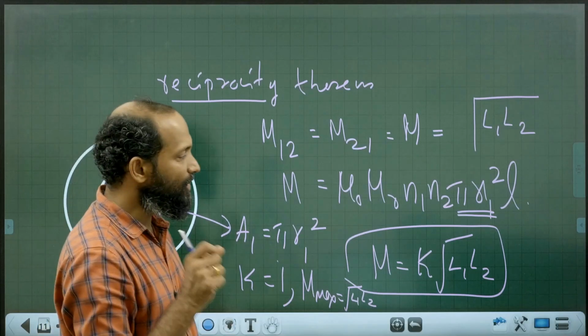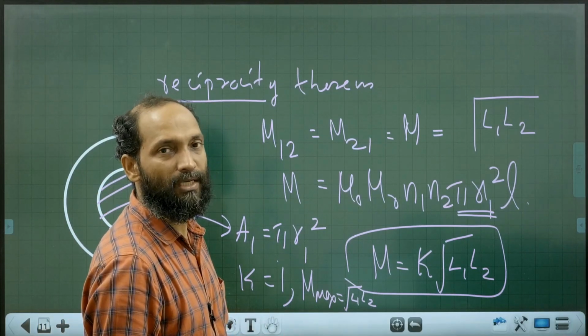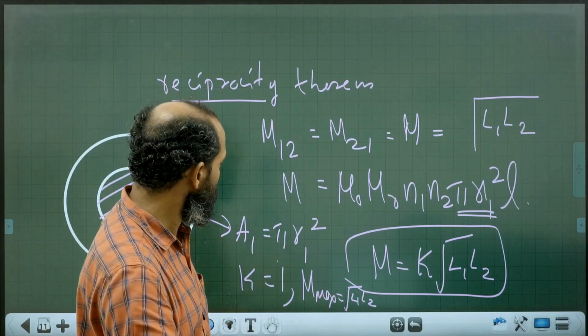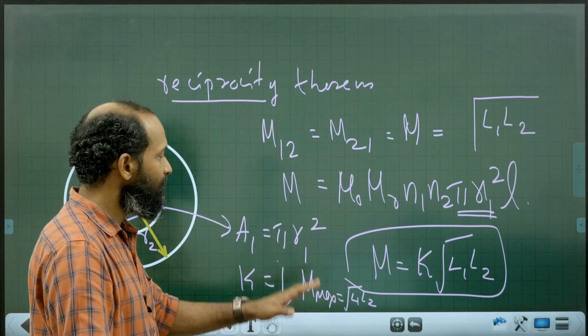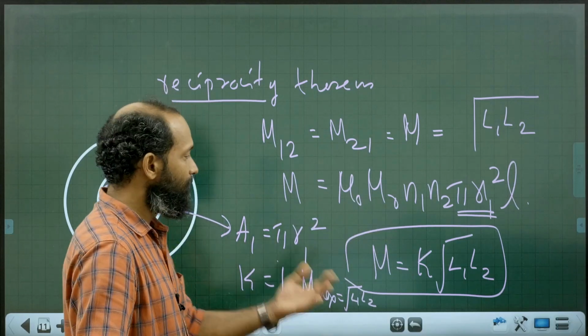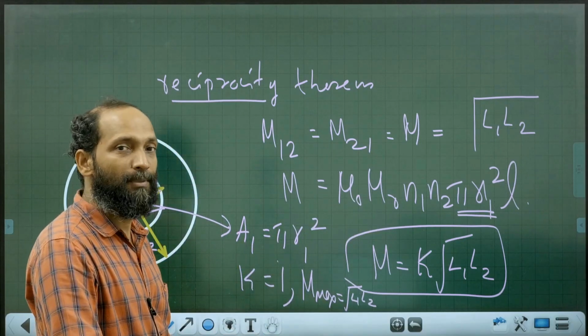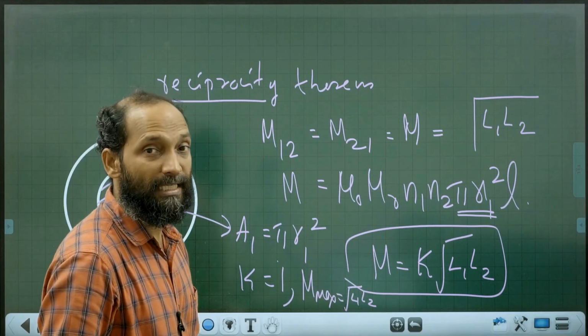K is 0, that is the minimum. No mutual inductance. That is, field lines of the first coil do not cut the second one, then mutual inductance becomes 0. If K equals 0, mutual inductance is 0. So K value can vary between 0 and 1. K has maximum 1, minimum 0. For tight coupling, K is 1, M is equal to root L1 L2. Okay, that is mutual inductance.